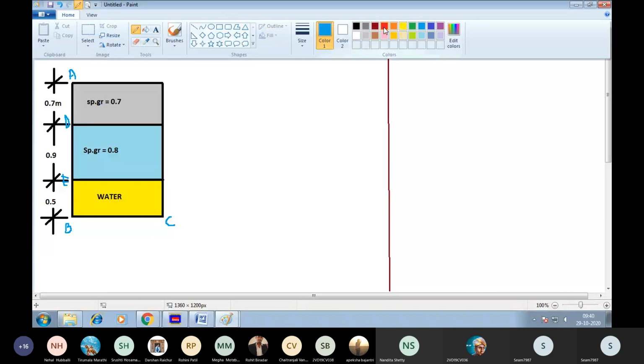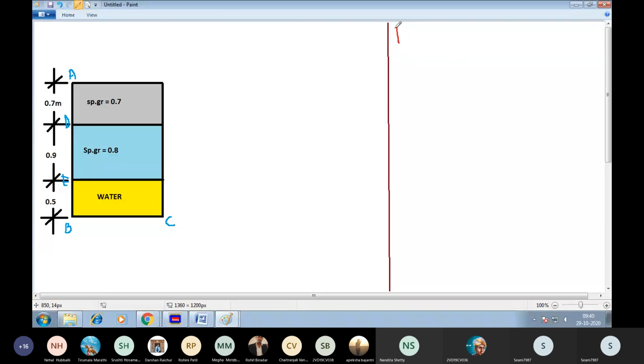Tell me the pressure at A. Pressure at A is equal to 0 because the liquid is open to the atmosphere. Next, tell me the pressure at D. Pressure at E. And simultaneously pressure at B.